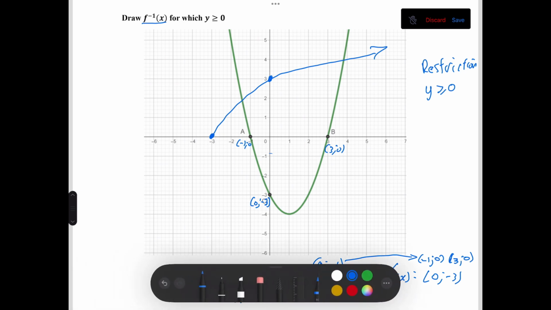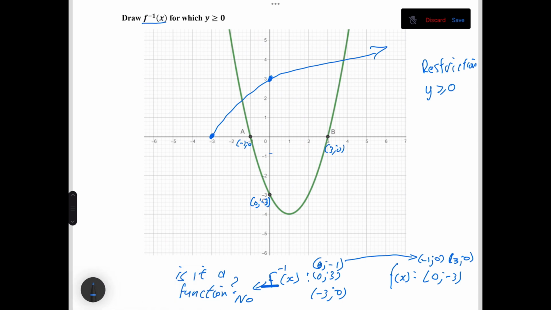Is this a function now that is restricted? What do you guys say? Would it pass the vertical line test? Yes, it will.